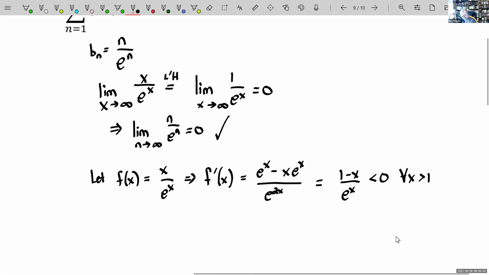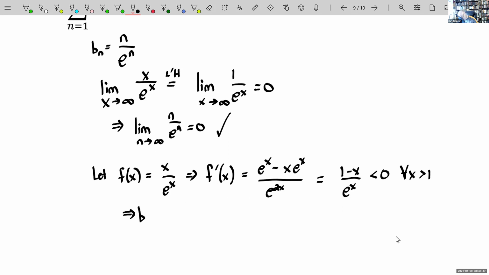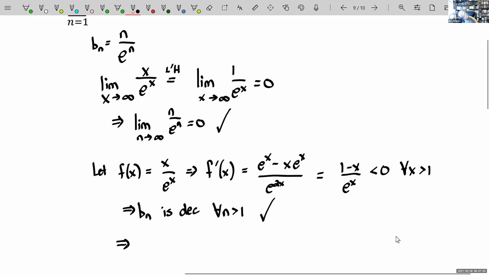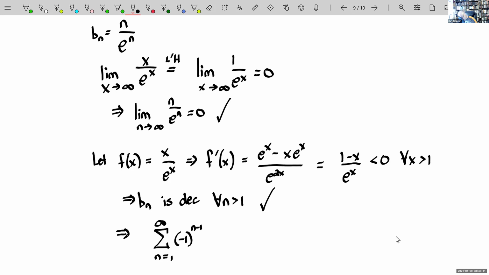So we know that our sequence is decreasing for all n greater than 1. Check. So we have the limit of our sequence is 0 and it's decreasing. It converges by the alternating series test. Implies the summation n equals 1 to infinity of (-1)^(n-1) times n e^(-n) converges by alternating series test. Yay. Got another example in.